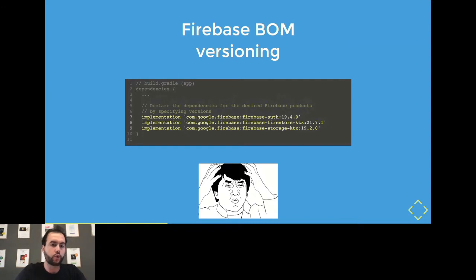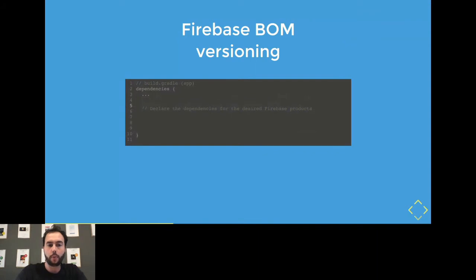So, for example, Firestore might require an auth version of at least 19.3 or something along those lines. So this has actually become more and more complex, especially over the past months. And this is also becoming quite true for AndroidX as well. And this is where the Firebase BOM system works.